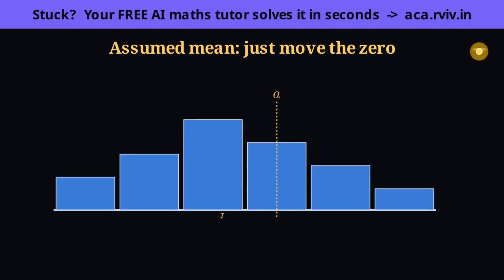But you might worry, haven't I changed the data by moving zero? Not at all, and this is the key insight. Sliding the origin doesn't touch a single bar, it only relabels the ruler underneath them. The beam still balances at the exact same physical spot. All I've done is measure that spot from A instead of from zero.